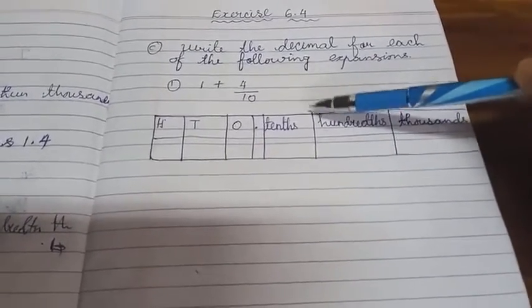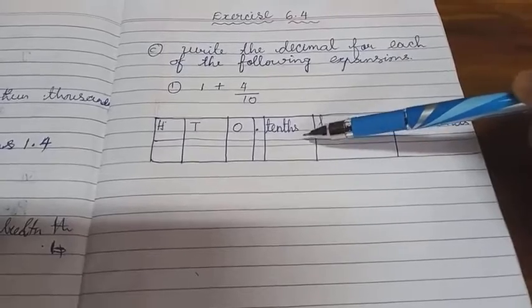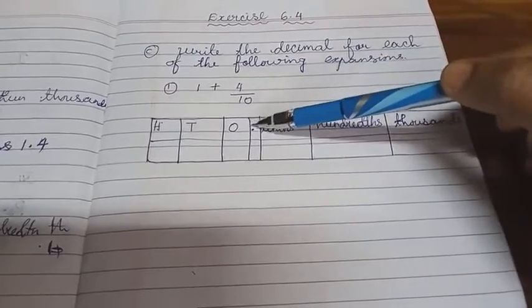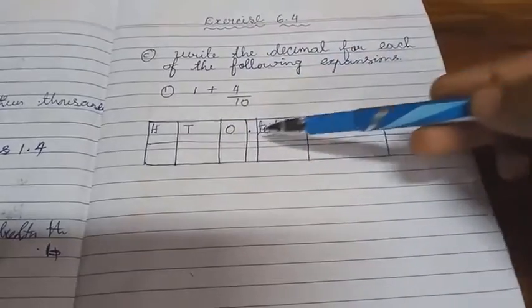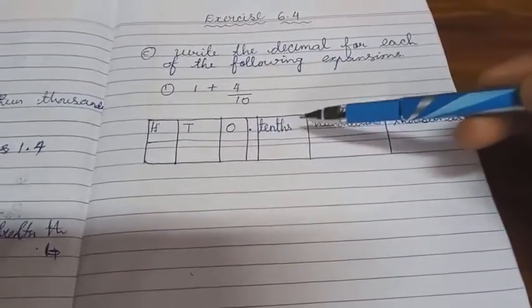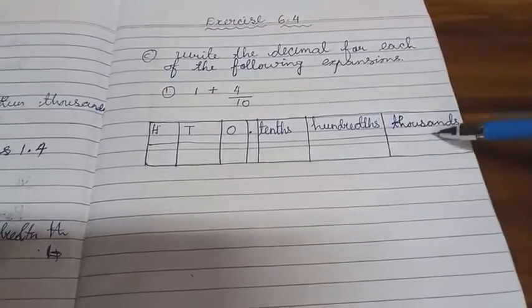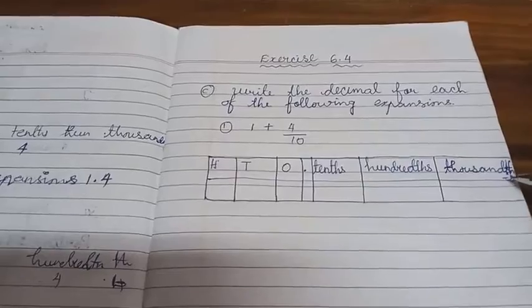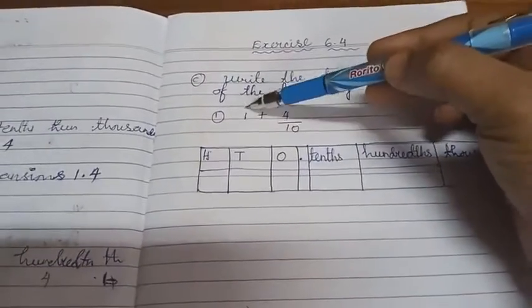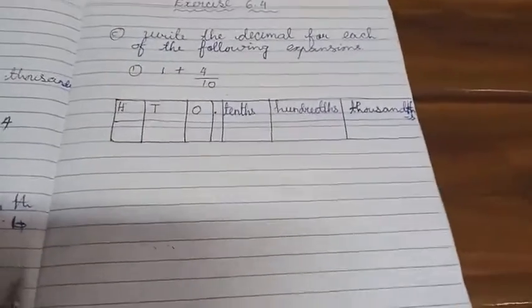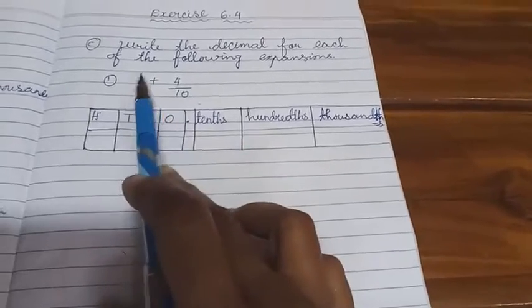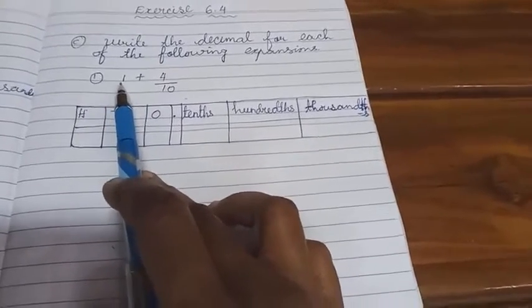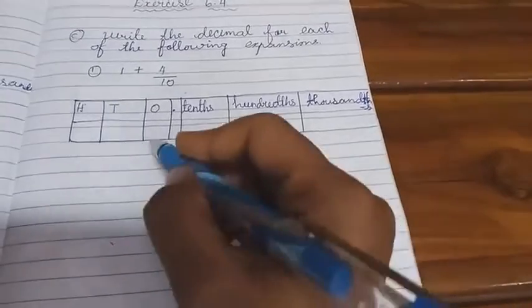For that, I have drawn the place value columns. This is the decimal point. Before the decimal point come ones, tens, hundreds. After the decimal point come tenths, hundredths, thousandths. Got it? Now the given number is 1 plus 4 by 10. How are we going to place it? Let's listen very carefully. Before the plus, it's the ones number. Under ones we have number 1.